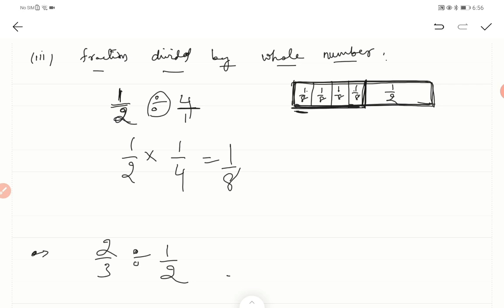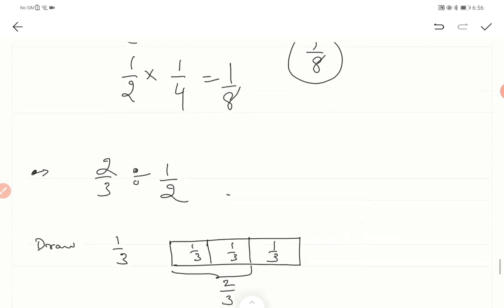So your answer will be this division. Okay, each division is how much? It is 1 by 8. So this is your answer from the pictorial representation.